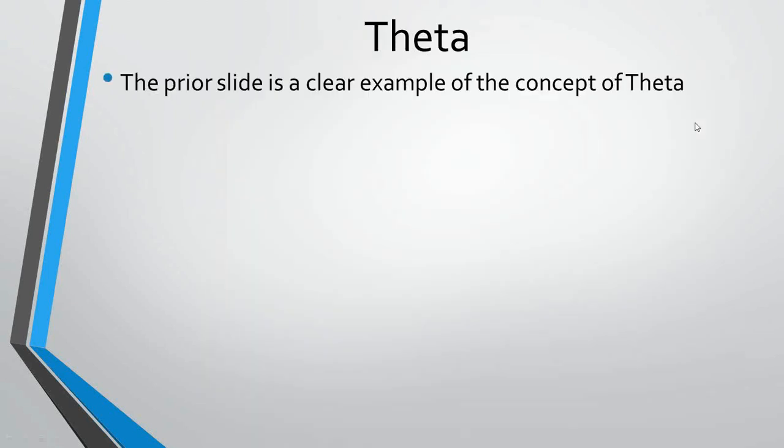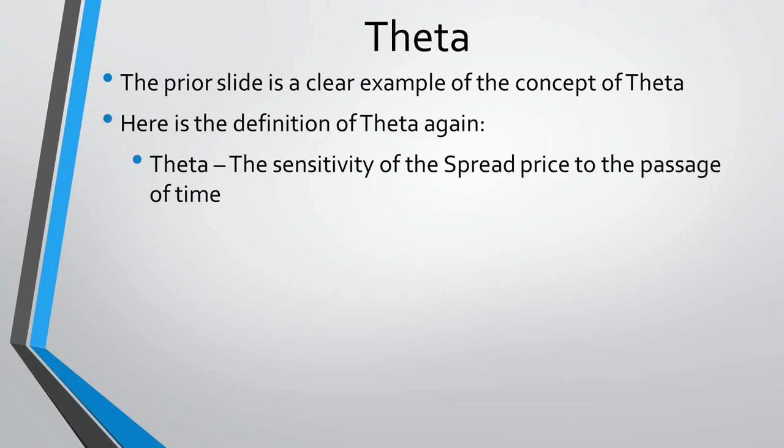All right, so the prior slide, we just went over a clear example of the concept of theta, where it's negative and where time hurts you, where time helps you, and where there is no extrinsic value at that null point. Let's just review this one more time.